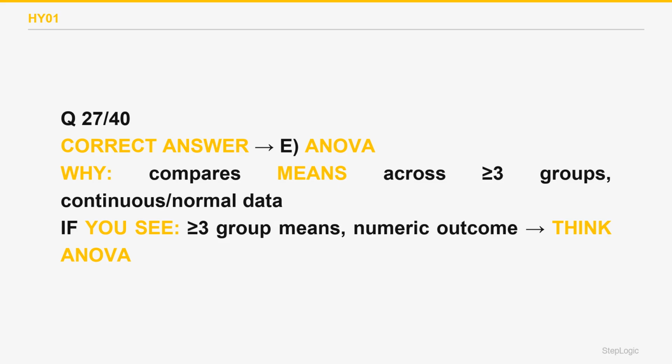A 2-sample t-test compares only 2 group means, so it cannot handle 3 groups without repeated testing that inflates type 1 error. Choice C, wrong. The chi-square test is for categorical data, comparing proportions or frequencies, not for means of a continuous variable. Choice B, wrong. 3 group means with continuous data call for ANOVA.